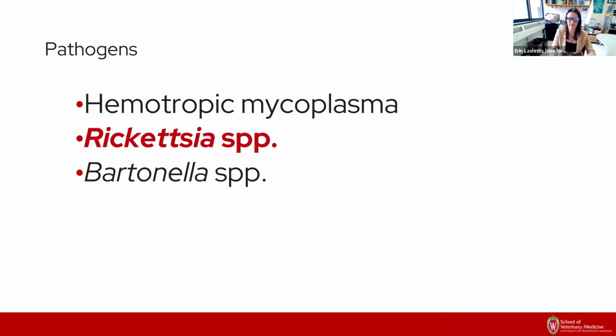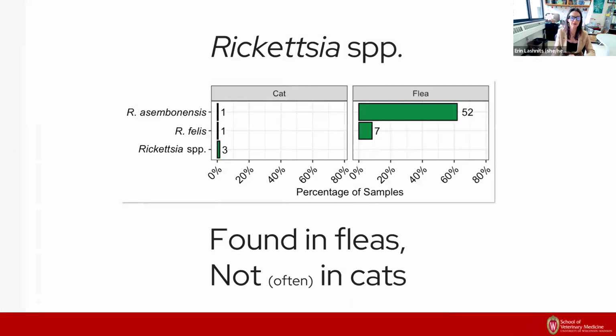Moving on to our Rickettsia species. We sort of found the opposite for Rickettsia that we did for hemotropic mycoplasma. So for Rickettsia, we found Rickettsia in our fleas fairly commonly. About over 60% of the fleas were infected, but we really rarely found Rickettsia species in the cats themselves. Rickettsia senegalensis was the most common species by far that we found in fleas, but we did find some Rickettsia felis.